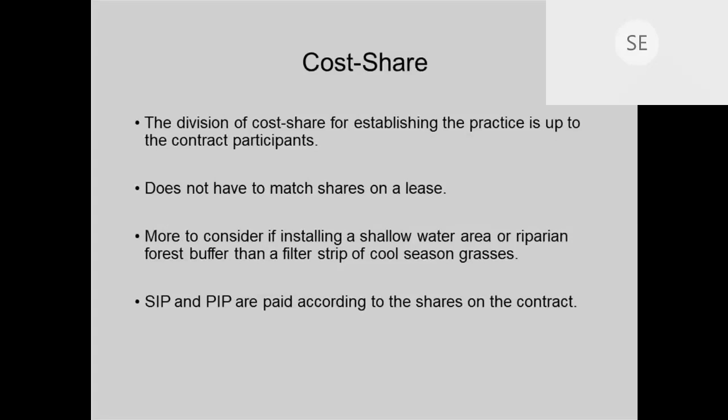And then SIP and PIP, those are signing incentives that we have, and SIP is the signing incentive payment, usually about $100 an acre. And then PIP is the practice incentive payment, and that is a bonus where they receive 40% of the eligible cost share money as an incentive. And those two incentive payments that we call SIP and PIP, they are paid according to the shares on the contract. So if you're structuring a contract, you do want to think about SIP and PIP.